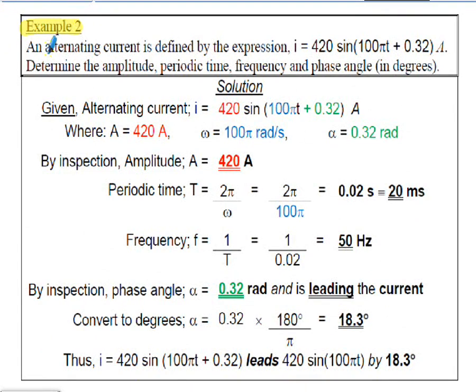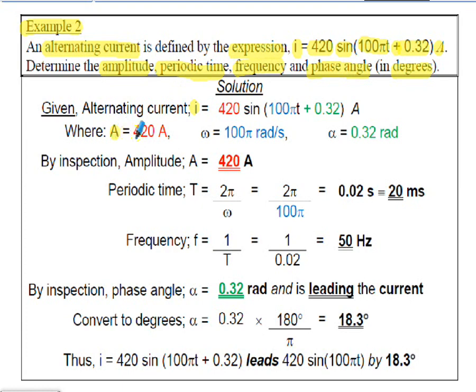Example 2. An alternating current is defined by the expression I is equal to 420 times the sine of 100 pi t plus 0.32 amps. We're asked to determine the amplitude, the periodic time, the frequency, and the phase angle, stating that in degrees. Notice the alternating current waveform given to us in the question is of the form A multiplied by the sine of omega t plus or minus alpha.